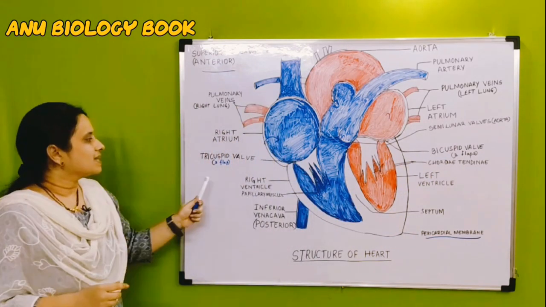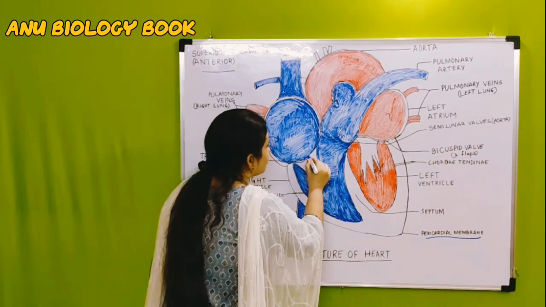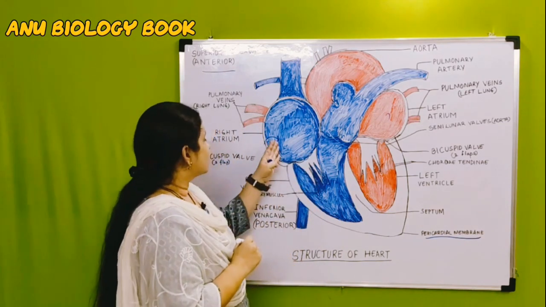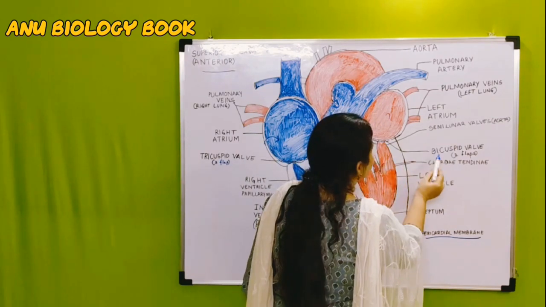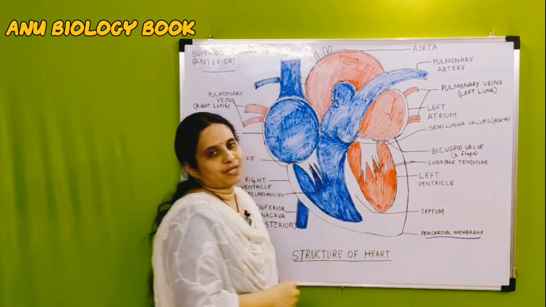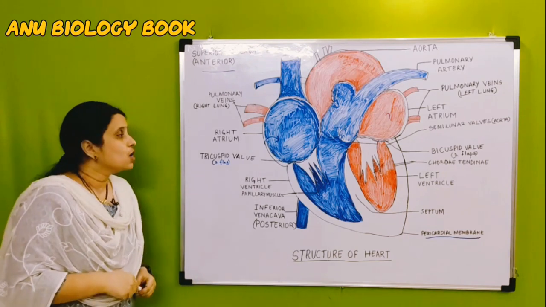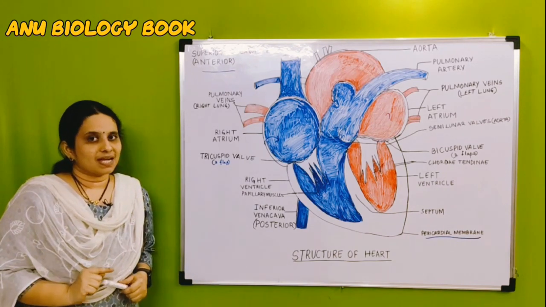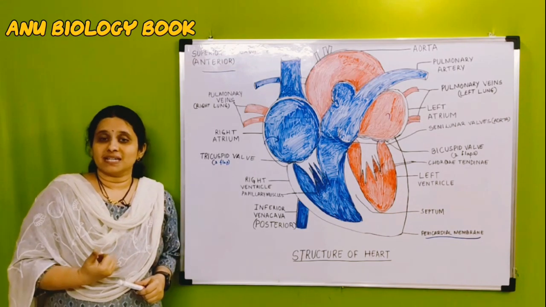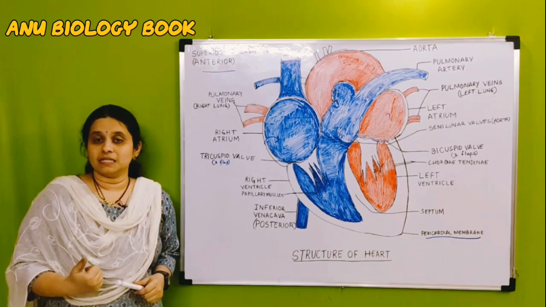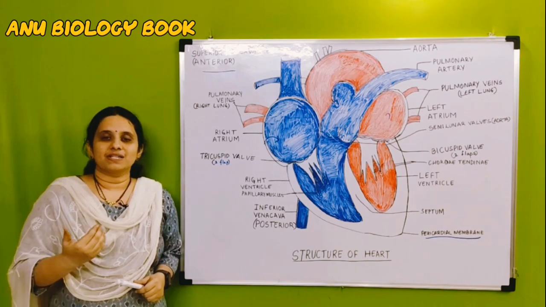Here, the tricuspid valve consists of three flap-like structures. So here these are the three flap-like structures present between the right atrium and the right ventricle, and here we can see the two flap-like valves present between the left atrium and the left ventricle. These valves will allow the movement of the blood from right atrium to the right ventricle in only one direction, and once the blood has been transported from right atrium to the right ventricle, again these valves will prevent the reverse flow of the blood from the right ventricle to the right atrium.